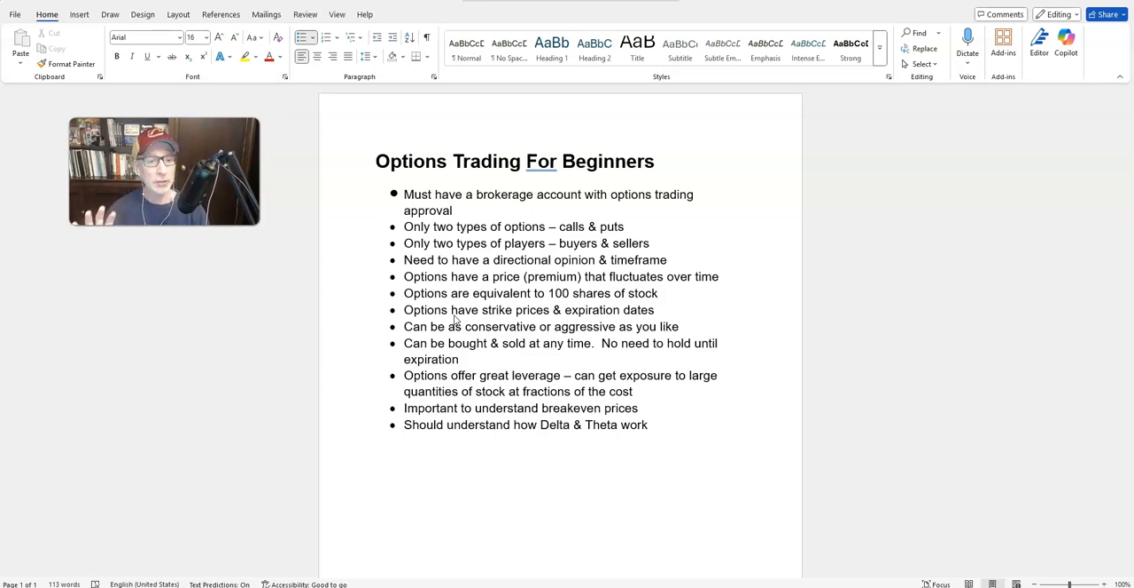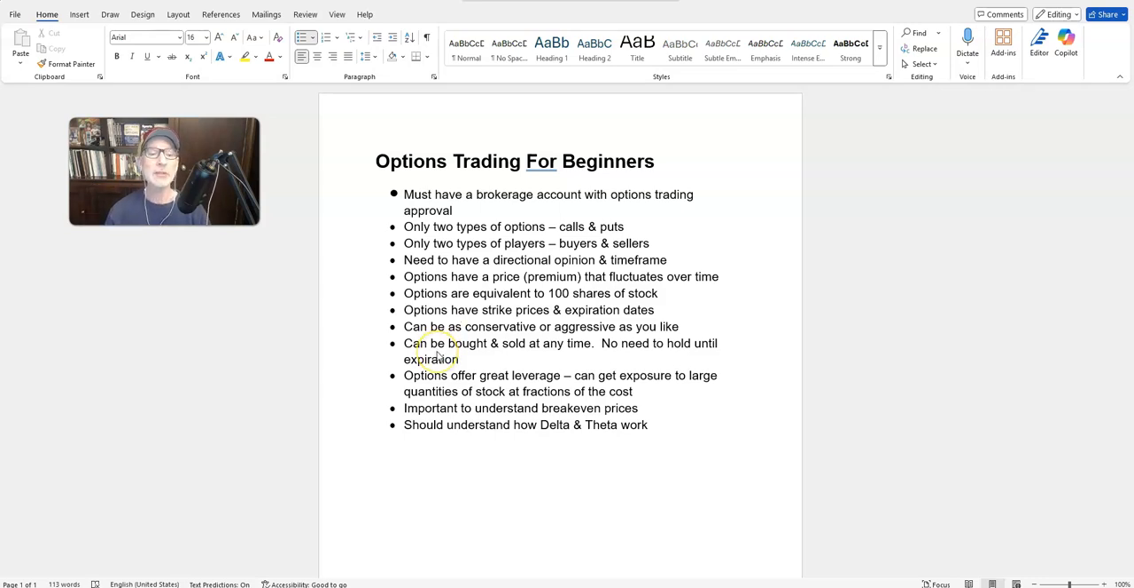Now, you can play conservatively, which means you're going to spend more money, but you're going to get more bang for your buck, meaning if you pick the right strike price and the stock moves properly, the option value will move in your favor. So you have to figure out, how much money am I willing to spend versus how much probability am I going to get of being profitable on a trade? So there's these things that you have to factor in, okay?